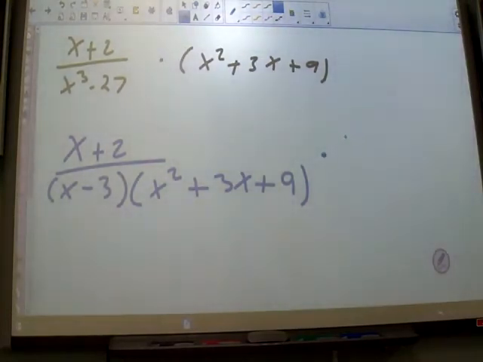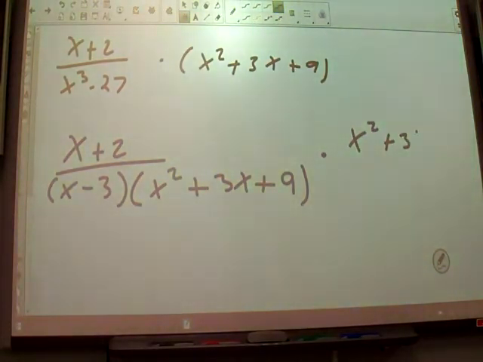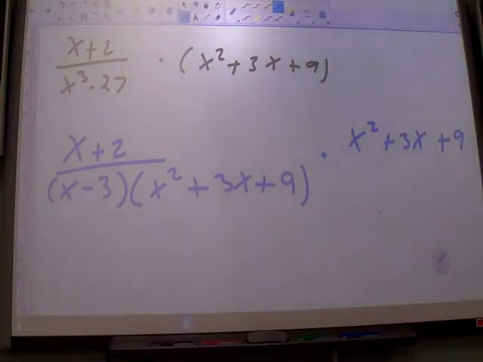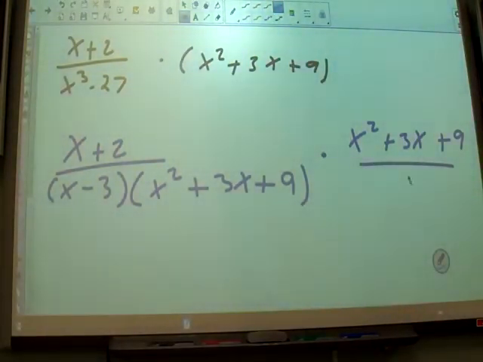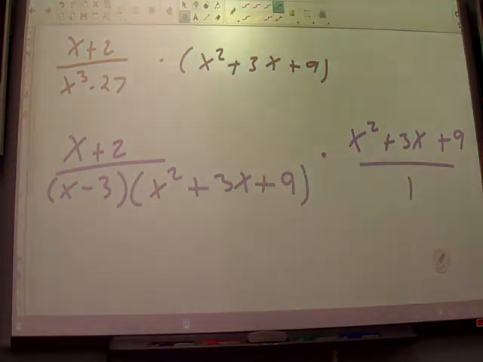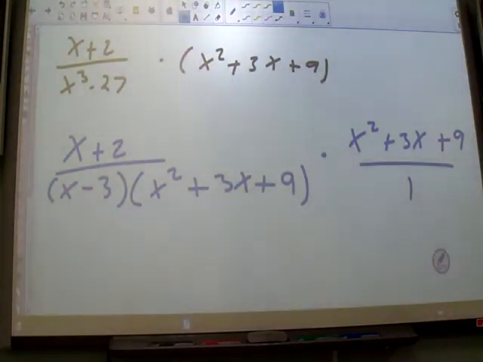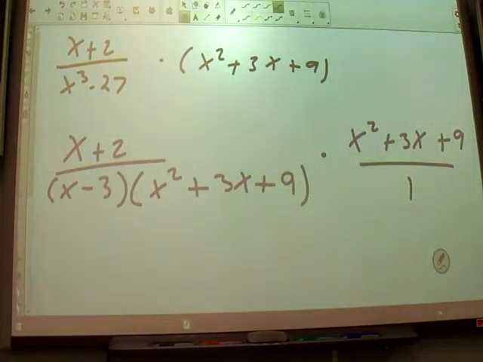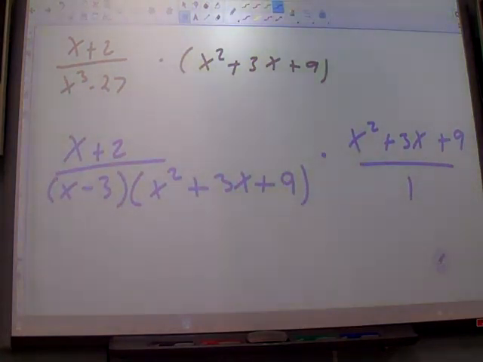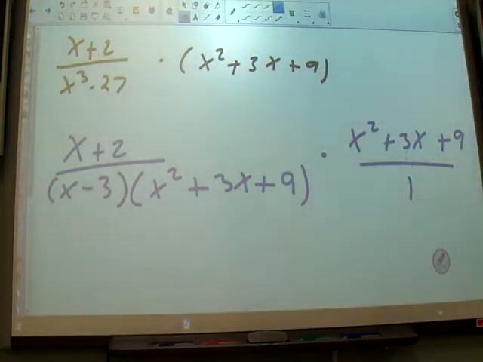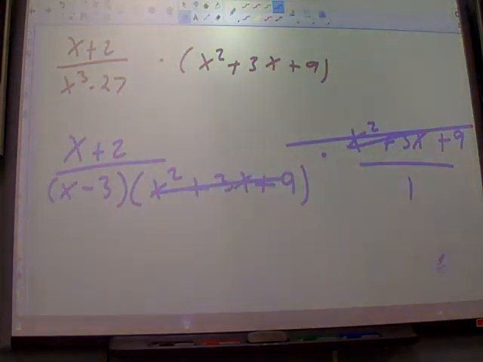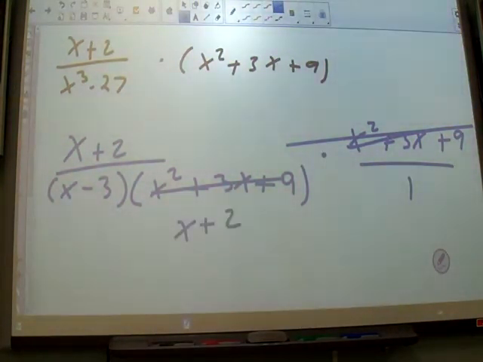Now, what does that let you do? Can I cancel? Can I get my ninja sword out after a whole trinomial? As long as it's exactly the same. X squared, 3x, 9. Whoa, that was some kind of ninja sword there. So all we got left on our numerator is x plus 2. On our denominator, x minus 3 times 1.